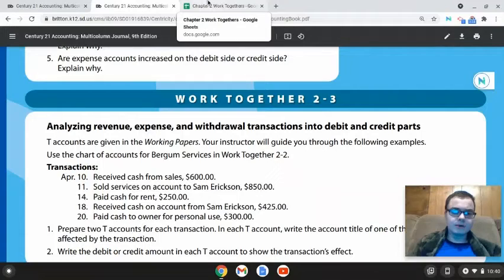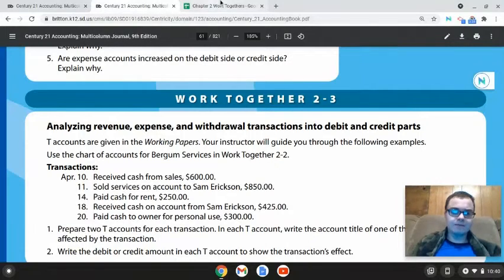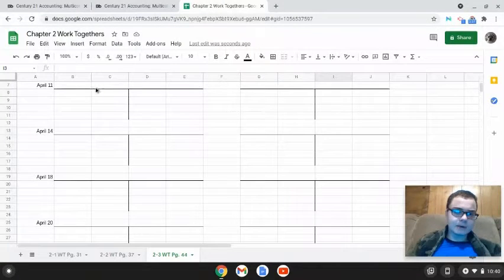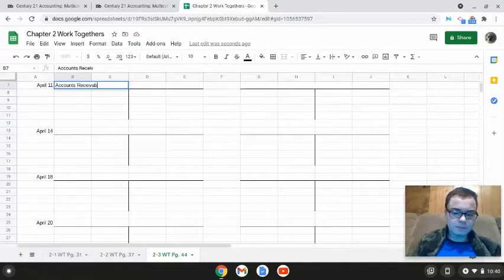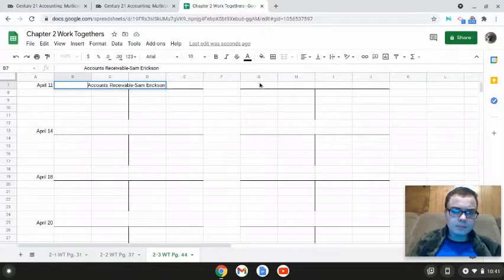Transaction number 2 reads, on April 11th, sold services on account to Sam Erickson, $850. Alright, so again, the first thing that we have to do is figure out what accounts are being affected here. So when we sell services on account, the 2 accounts that are being affected here are accounts receivable, Sam Erickson, and also sales.